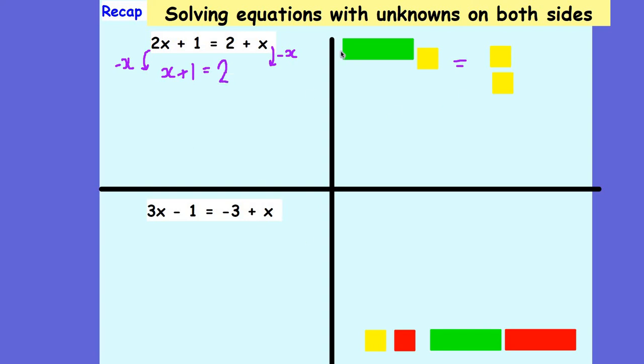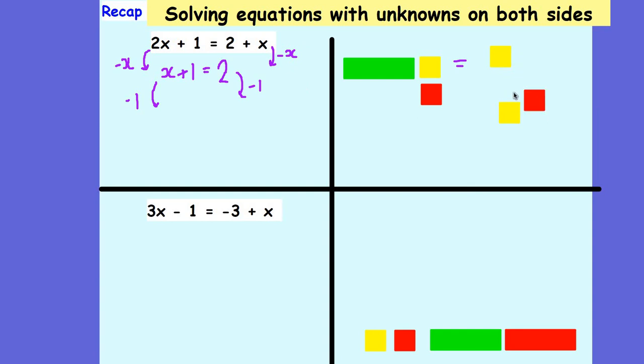Now I can solve this as I normally would. I want to get rid of that yellow square. To do that, I add a red square. I do the same to the other side. The red square is worth -1, so I've subtracted 1 from both sides. If I remove my 0 pairs, there's 1. There's another. X, my green rectangle, is worth +1.